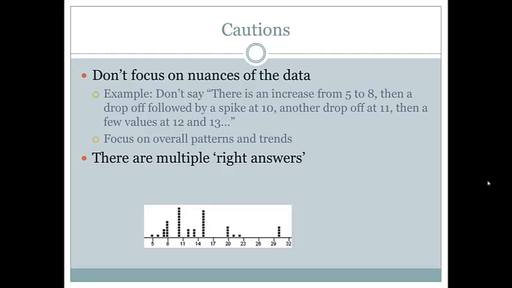Focus on the overall patterns and trends. We tried to do that in the example we just showed you. And also realize there are multiple right answers here. So, if you say the bulk of the data is between 8 and 20 and your friend says between 5 and 24, that's okay. We're giving a subjective interpretation of the picture that we're seeing. Try to focus on the big picture and allow a little room for variation between different answers.